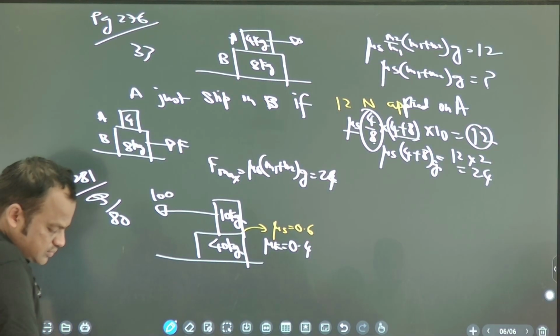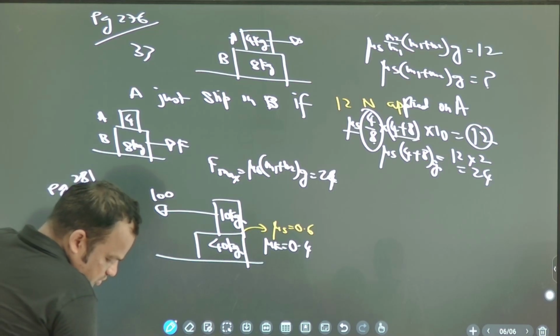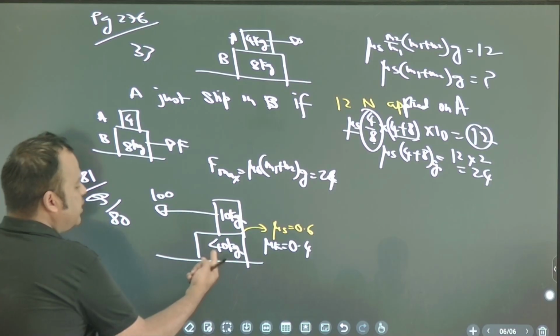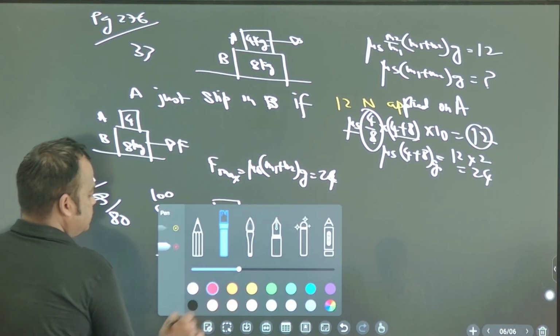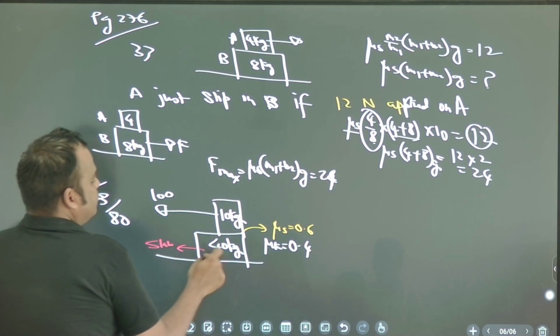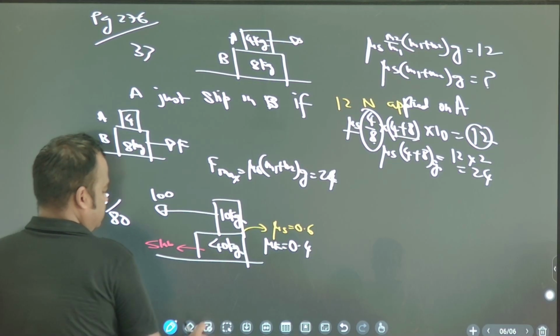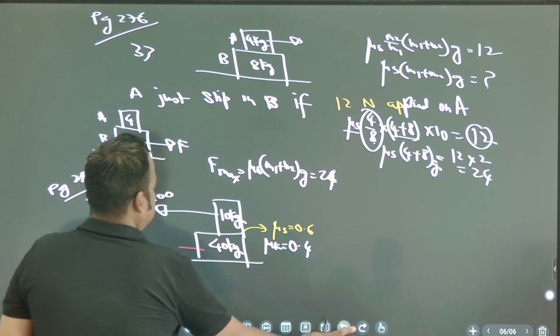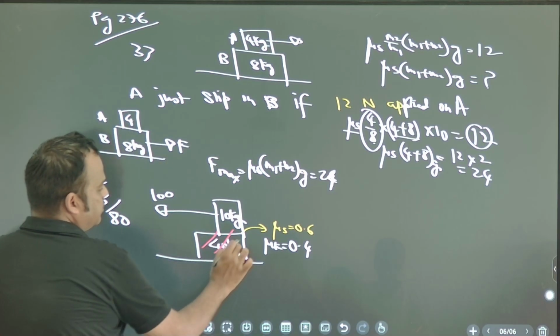What is the question? Acceleration of slab. They are calling it a slab. This is the slab. Okay. What is the acceleration of the slab?